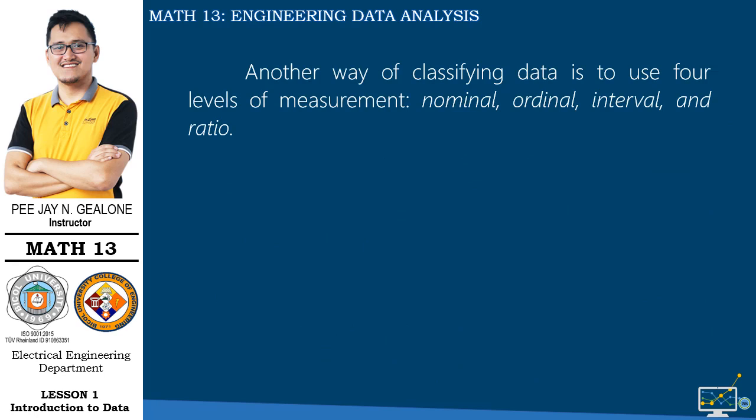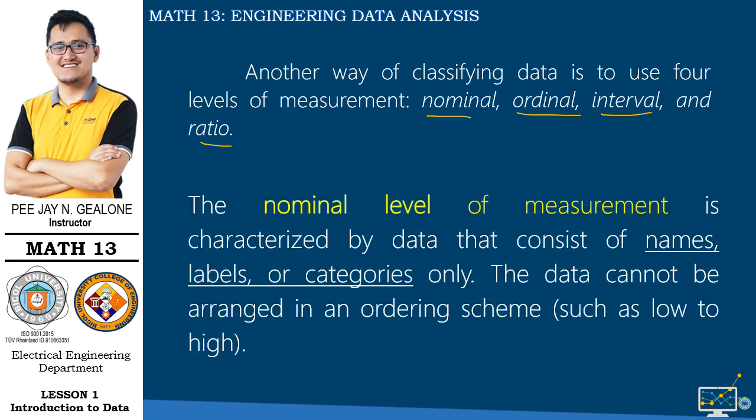The next thing that we will look into is that there's another way of classifying the data. It can be classified into four: the nominal, the ordinal, the interval, and the ratio measurements, or the levels of measurement. So we will look into them one by one. First is the nominal level of measurement. It is characterized by data that consists of names, labels, or categories. The data cannot be arranged in an ordering scheme such as low to high because names yun. So hindi siya numerical, therefore it cannot be arranged in order. Okay, so pwede mo siyang i-alphabetize for that matter, but nominal level data cannot be used in measuring things.